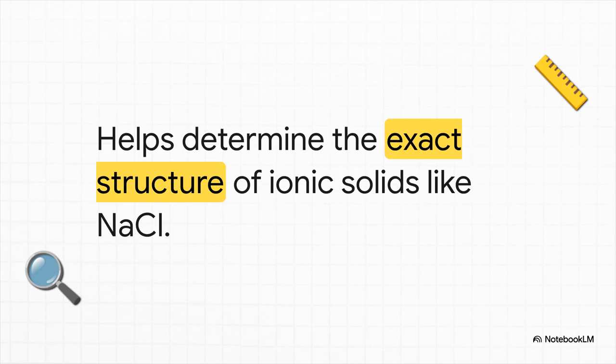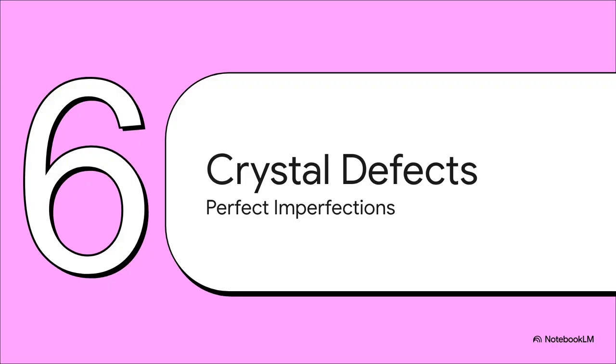Bragg's equation wasn't just neat theory, it gave us the ability to build X-ray spectrometers. This is how humanity definitively proved the internal face-centered lattice of common table salt, all without ever having to actually see the atoms. Section 6. Crystal defects and properties. The perfect imperfections.